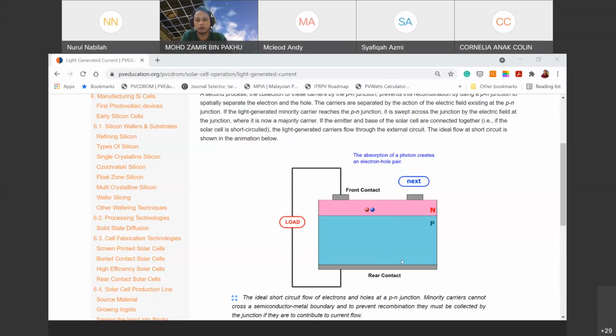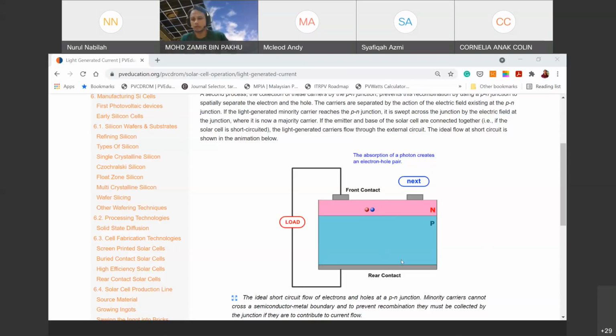So now, where will the electron go? Which side will the electron go? To the front side or to the back side? Electron, the red one. Where do you think it will go? Front side or rear side? We are into our third step, carrier separation by the junction.